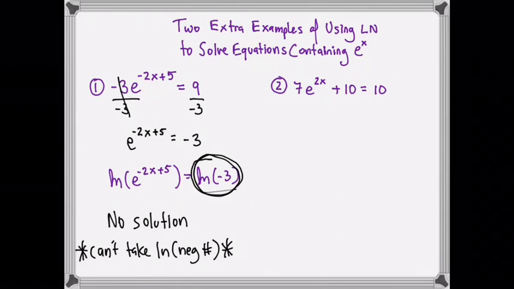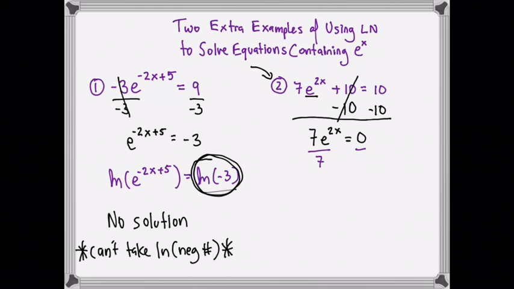Now, another thing that we're going to work on is this guy right here, and something that I don't think I had on the note-taking template was this business, and we were going to discover this in class. So those guys are going to go out. Okay, so I'm trying to get this e stuff all by itself. So I'm subtracting 10 from both sides, and so I have 7 times e to the 2x power equals 0. And then I'm going to divide each side by a 7, and those are going to go out, and you get e to the 2x equals 0.